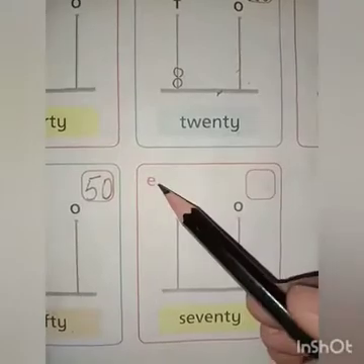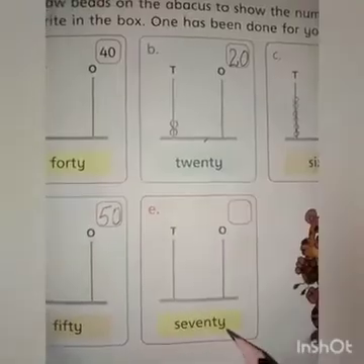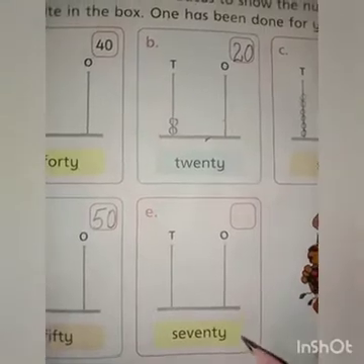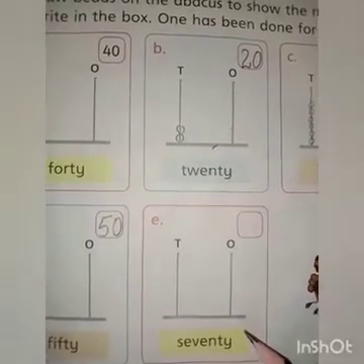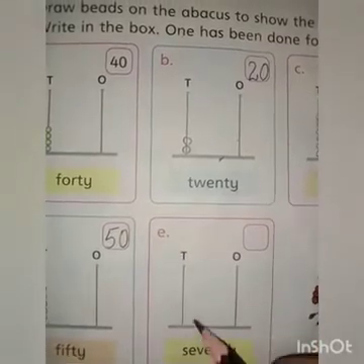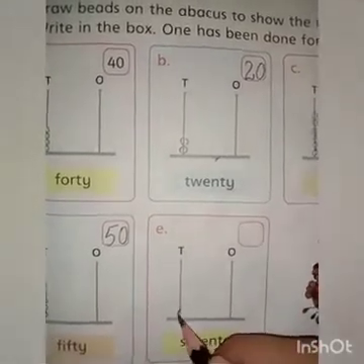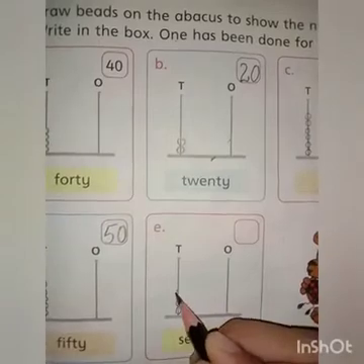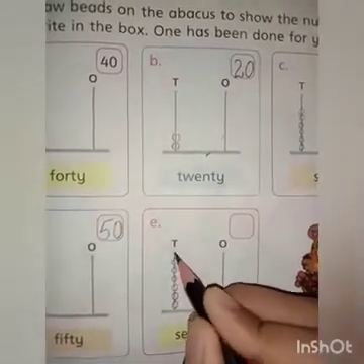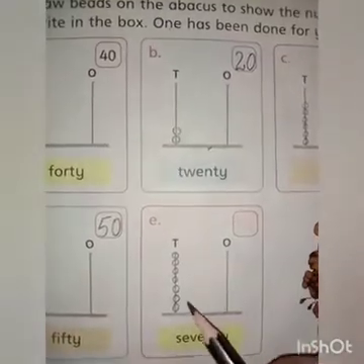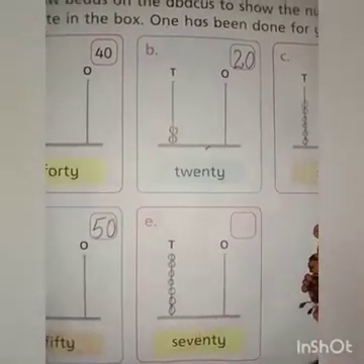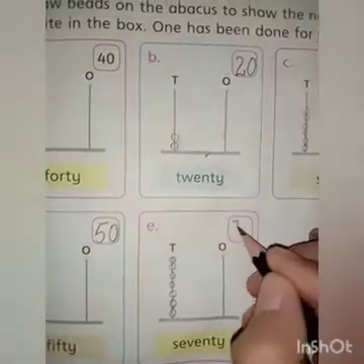Here we have point E. At point E, we have the number in word is 70. Students, do you know how many tens 70 have? 70 have 7 tens. So we will draw 7 beads at the tens rod. 1, 2, 3, 4, 5, 6 and 7. Here we have no one bead at the ones. We will write tens first, so we will write 7 here.